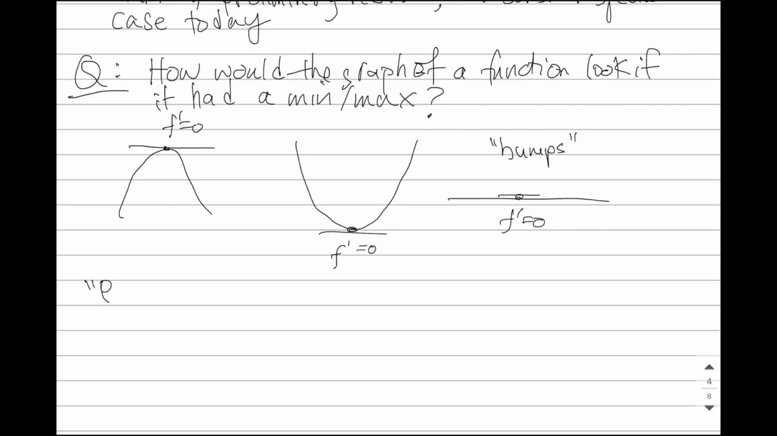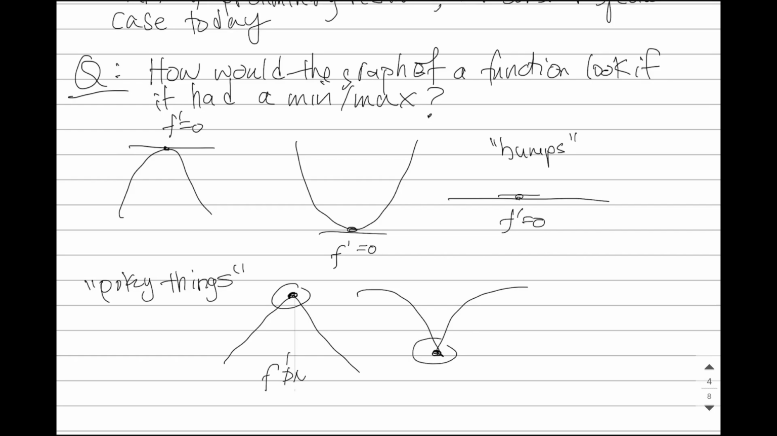But this isn't the only way for the graph of a function to have a maximum. I jokingly say you could have pokey things, corners, that's a high point, or on a cusp you could have a graph like that. The derivative isn't 0 at the maximum anymore. The derivative doesn't exist at this maximum, or the derivative doesn't exist at this low point.